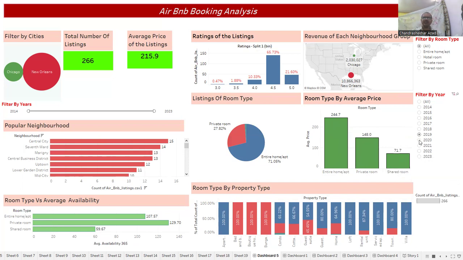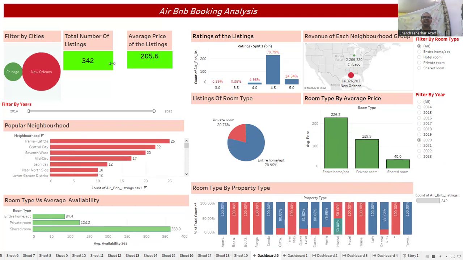In the year of 2020, the total number of listings is 342 and the average price decreases to 205.6. Most of the listings have a rating of 4.5. Here New Orleans city contributes most of the revenue. The average price of entire home apartment is 226.2, private rooms 129 and shared room 40. The occupancy rate of entire home apartment is highest, followed by private rooms and shared rooms.